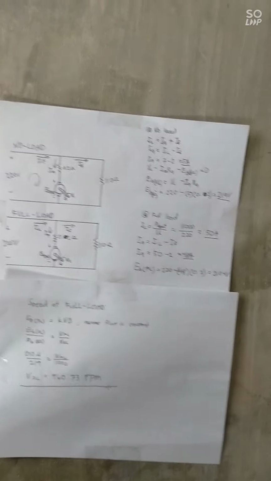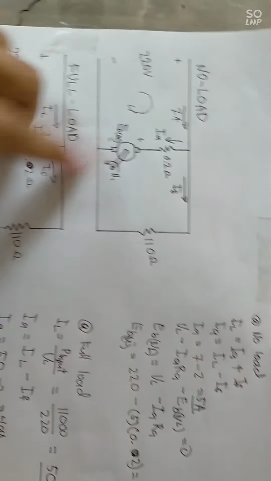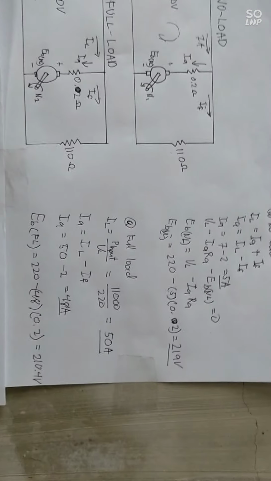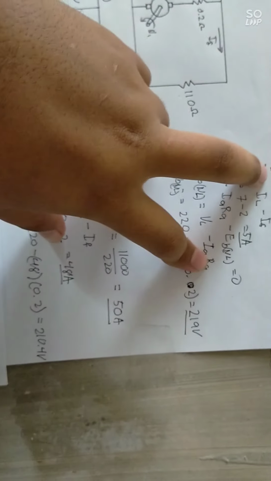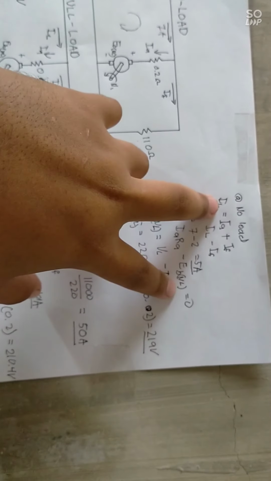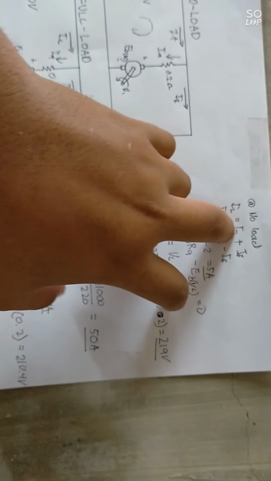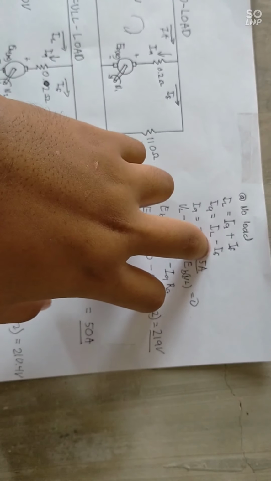So there is my solution for number 6. As you can see, we have a graph for no load and full load. First, we get the back EMF for both. At no load, we get the IA. The formula is IL equals IA plus IF. We transpose it, so IA equals IL minus IF.